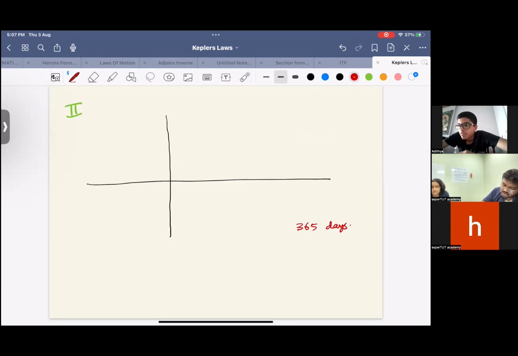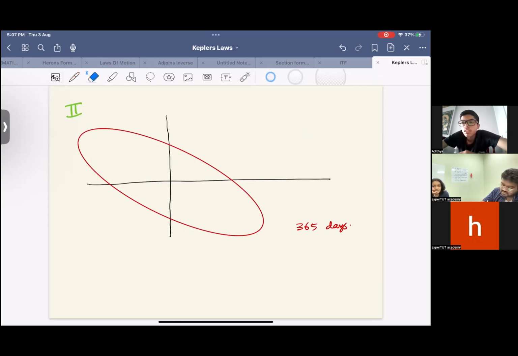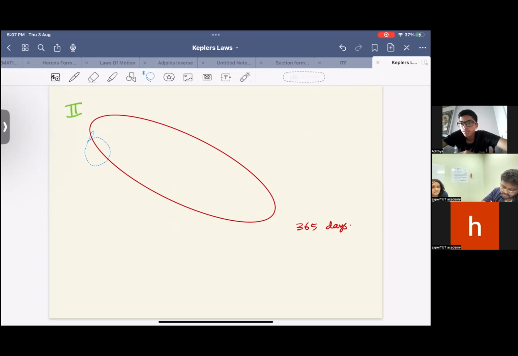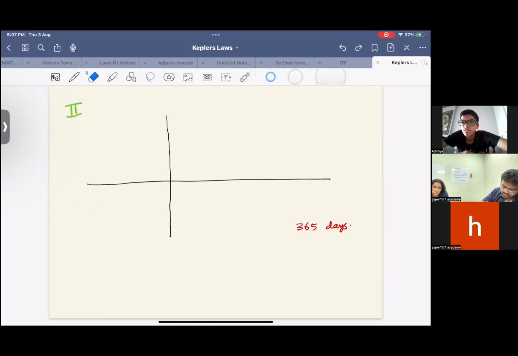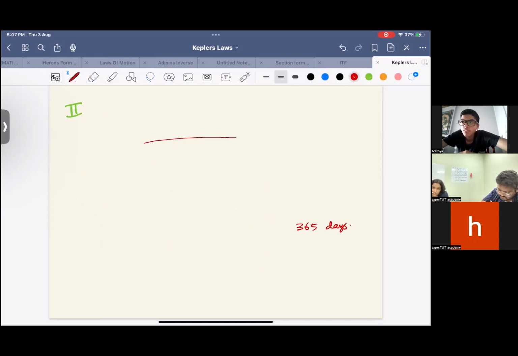So if the elliptical orbit is like this, no, I should make it symmetrical. Symmetrical? Yes, sir. Ellipse bana, but at what cost? Can it be rotated? No. Can I make it this again? Yes, I'll try making this again. Very good.